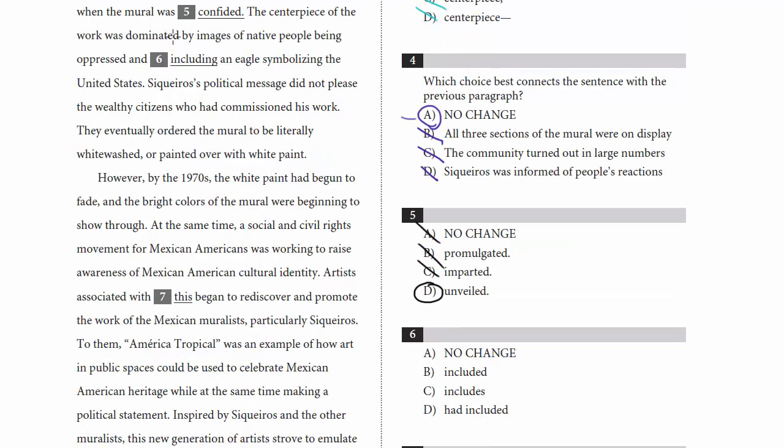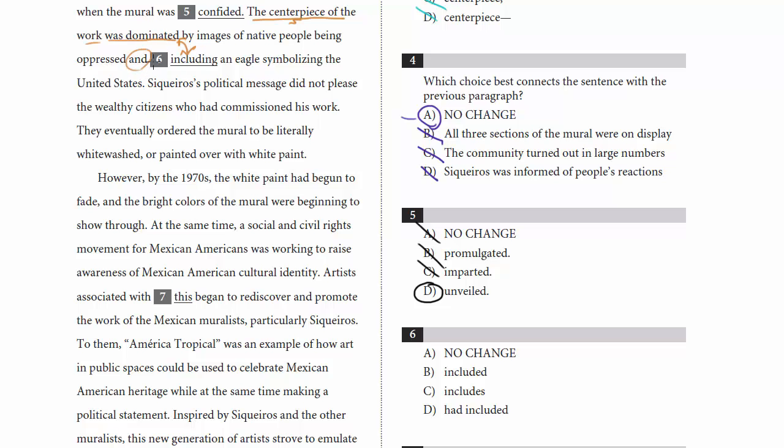Number 6, the centerpiece of the work was dominated by images of Native people being oppressed and including an eagle symbolizing the United States. Notice the subject of the sentence is the centerpiece of the work. And then we have the verb, was dominated by images of Native people being oppressed and including, well, including is not a verb. You can kind of think of it as parallel with the previous verb. This is also one of those compound predicates where we've got two verbs connected with this and.